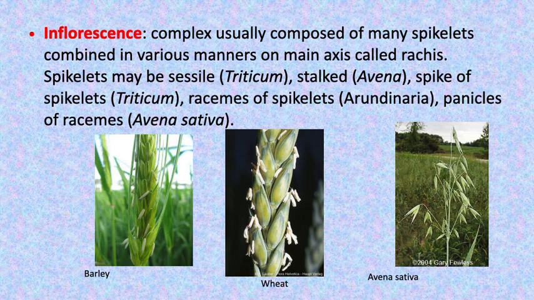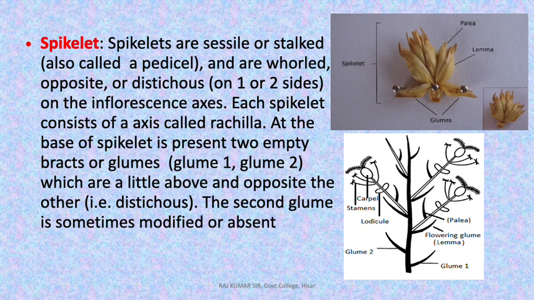These are the inflorescences of barley, wheat, Avena sativa. Spikelets are sessile or stalked. When stalked, the stalk is called a pedicel, or they are whorled, opposite or distichous, that is, they are present on one or two sides of the inflorescence axis. Each spikelet consists of an axis which is called the rachilla.